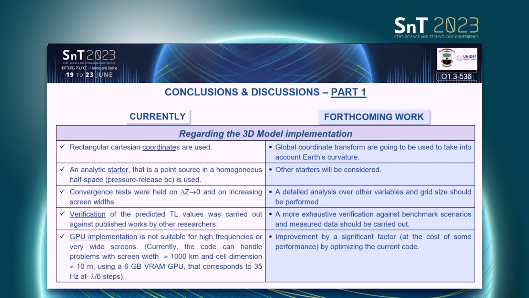Finally, I would like to say that the GPU implementation is not suitable for high frequencies or very wide screens. Currently, the code can handle a problem with a screen width of 1,000 kilometers and a cell dimension, the delta Z, of about 10 meters, by using a 6 GB GPU. Some improvement can be made at the cost of some performance.